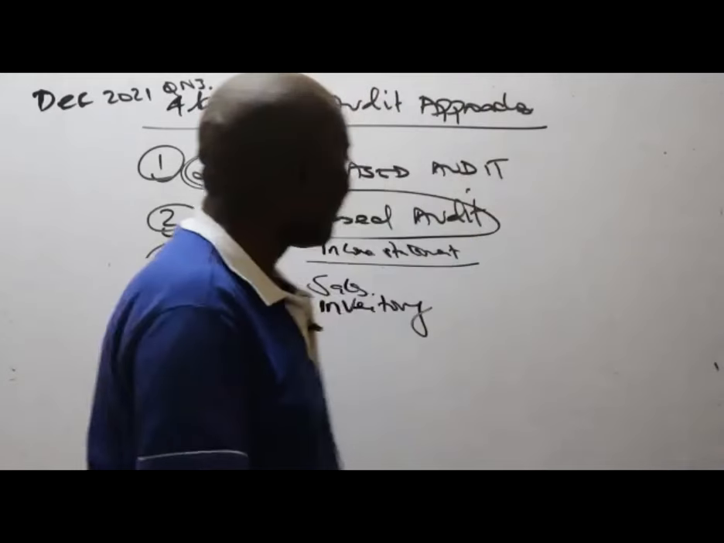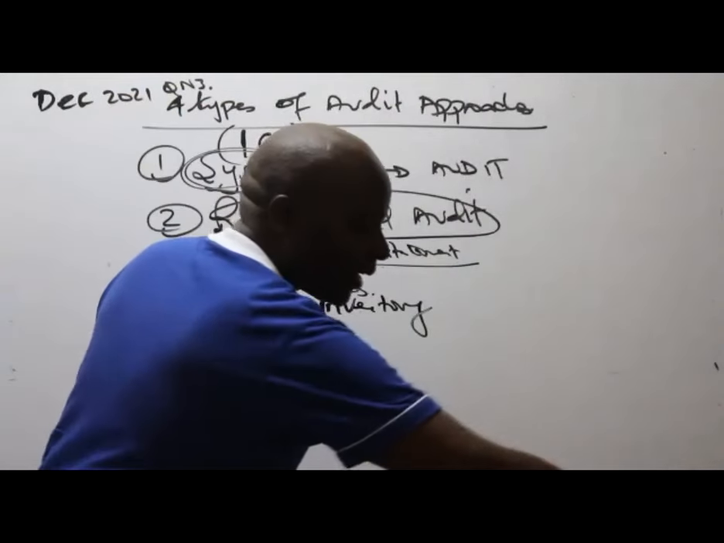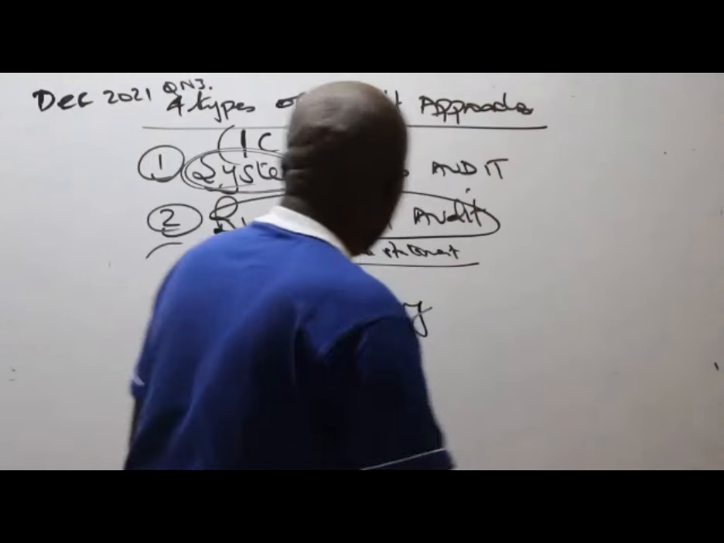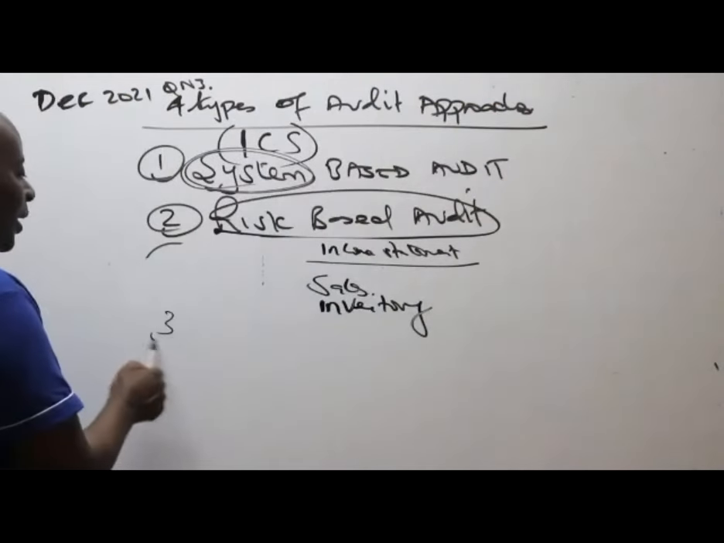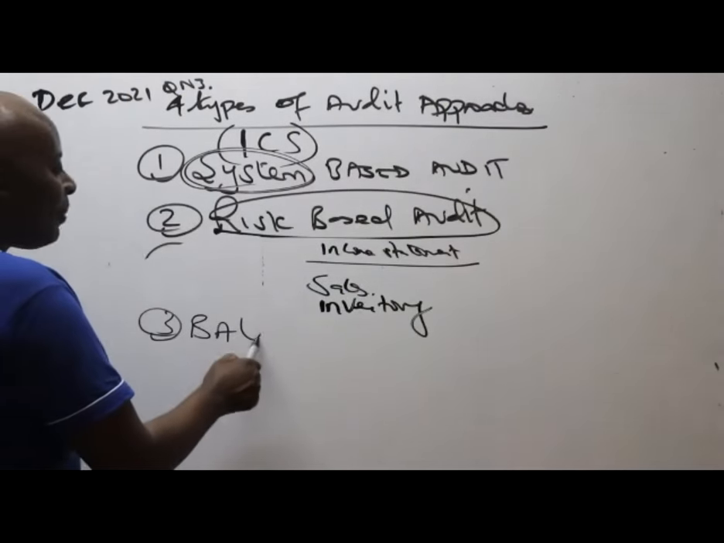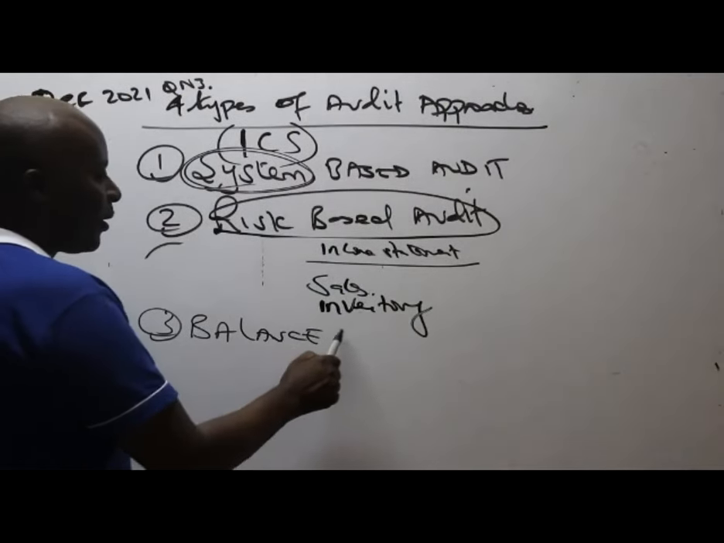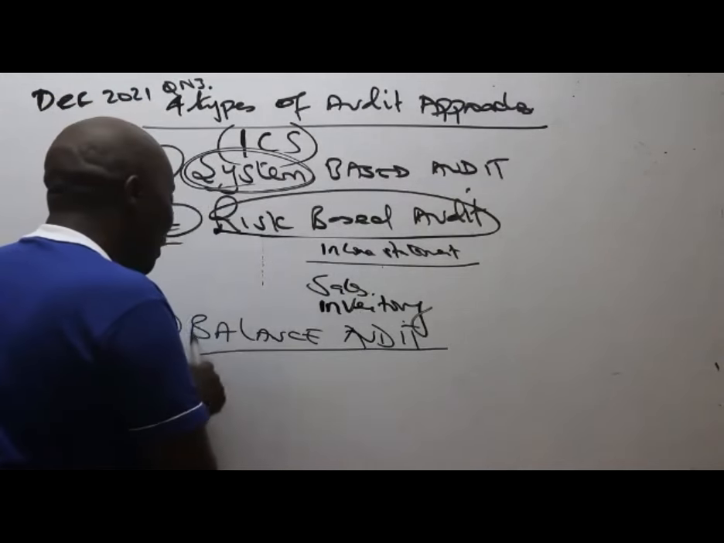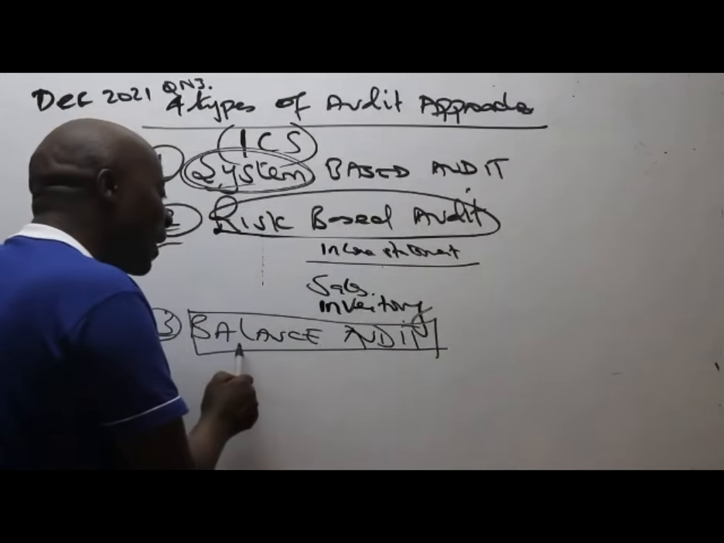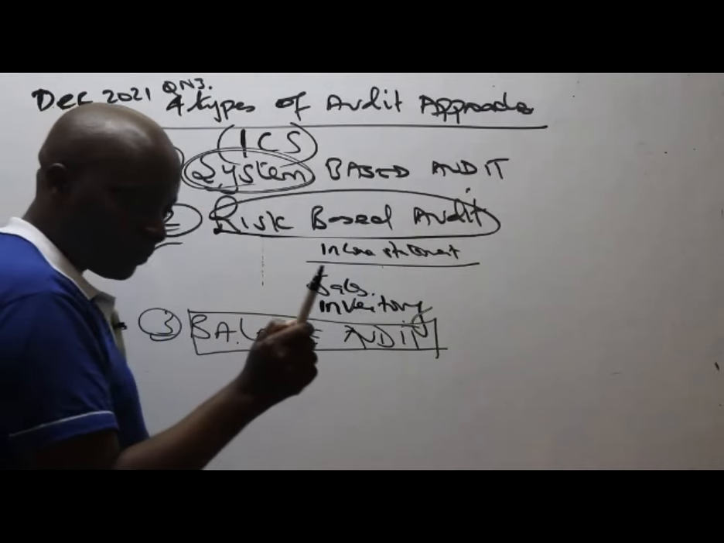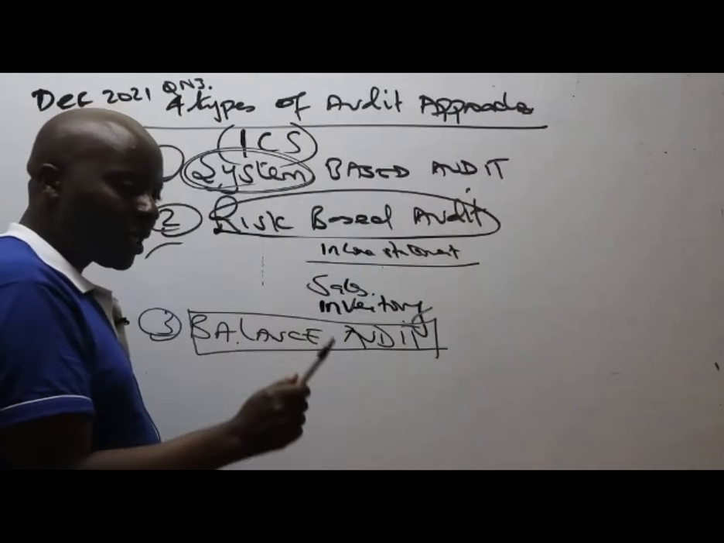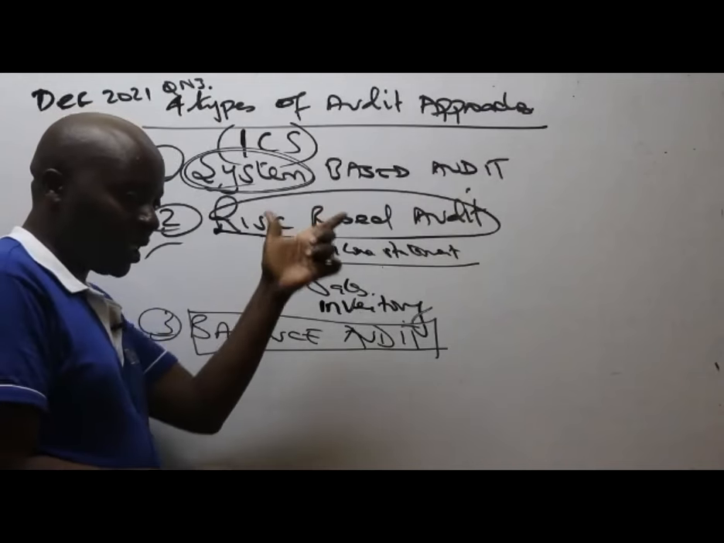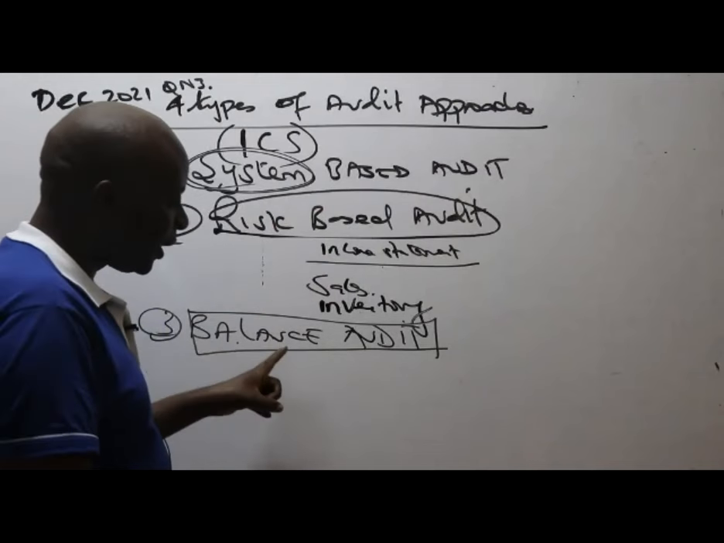Great. Now from there, ladies and gentlemen, we go to the next one, which is what we call the balance sheet audit. Under balance sheet audit, we basically zero in on the balance sheet items. We are going to audit all the balance sheet items, without looking at which one is riskier than the other. We shall audit everything under the balance sheet.